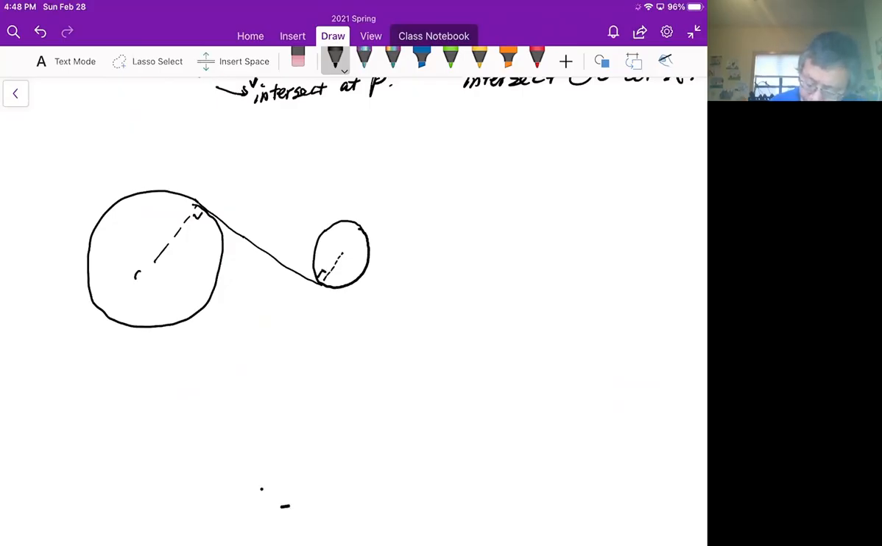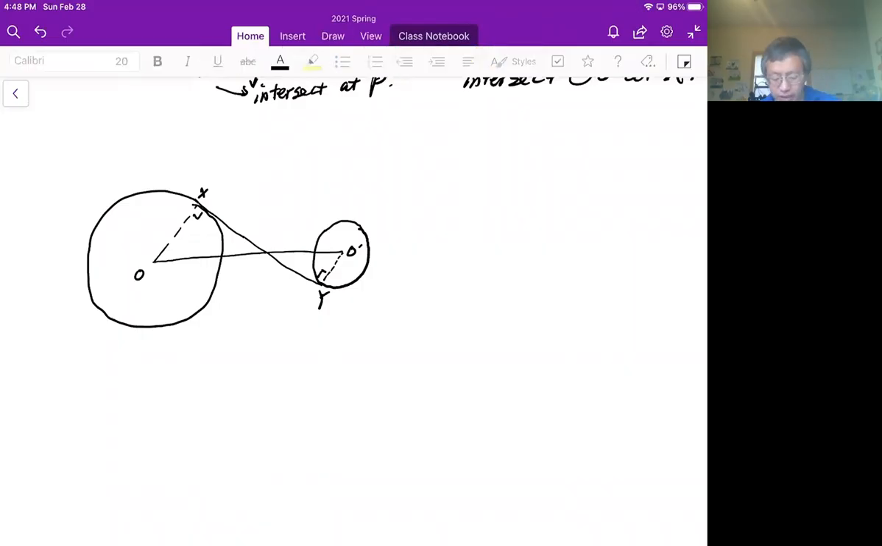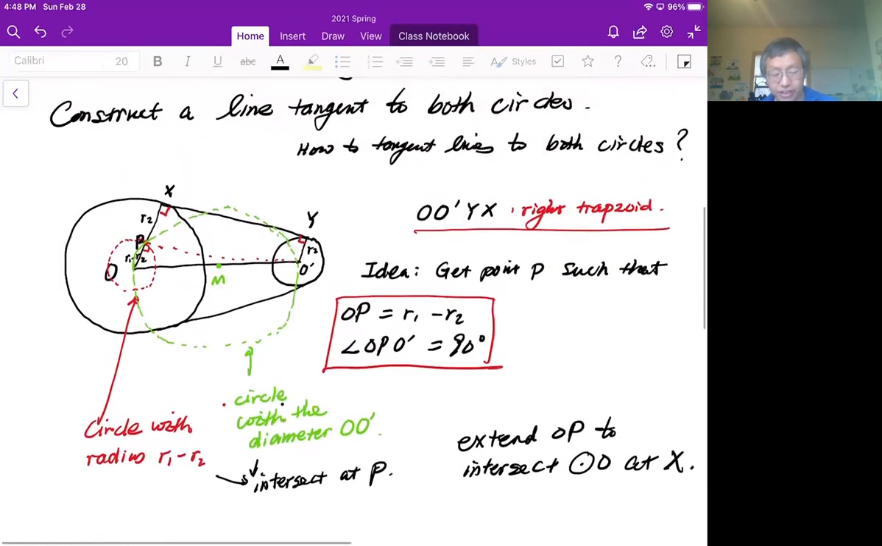Okay, so the question here is that this is O prime, and this is the X point and the Y point. And again, how do I get X and Y? That's a hard one. How to do this? Well, it's actually similar to what we did earlier. So I want to shift XY so that the point Y becomes O prime, and X becomes P. That's the idea.